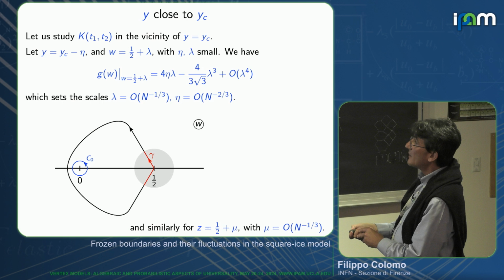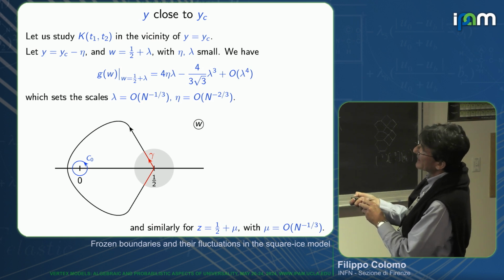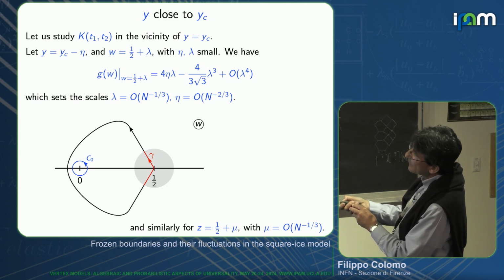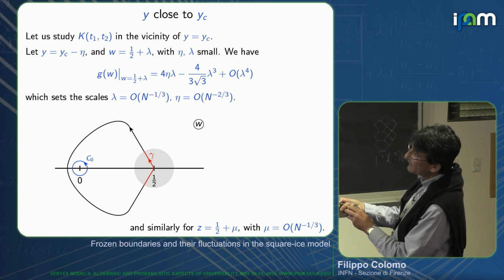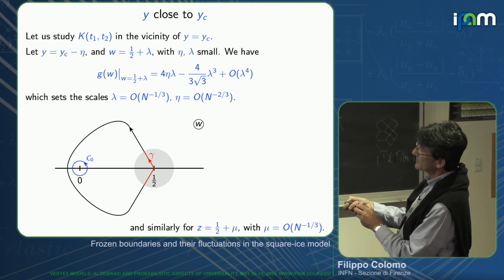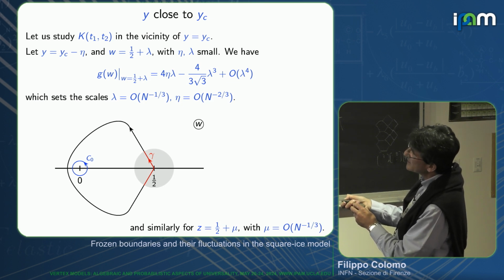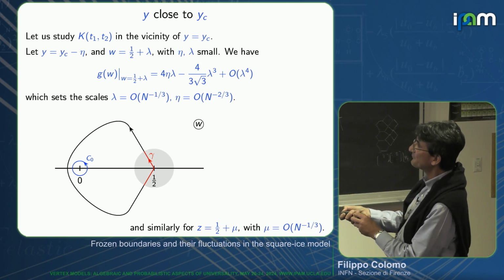So you have to deform the contour. So I rewrite this. You have to make some expansion. You have to be careful. Actually, we rewrite y in the vicinity of the critical point, in the vicinity of the arctic curve. So eta is some small parameter. Actually, if you do a careful analysis, you see that eta is of order n to the minus 2/3, and this is n to the minus 1/3. This is slightly sloppy, but it's correct if you identify lambda square with eta.